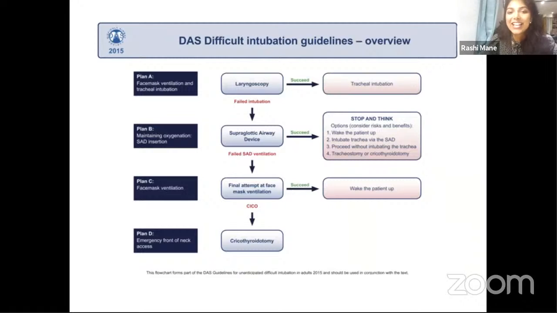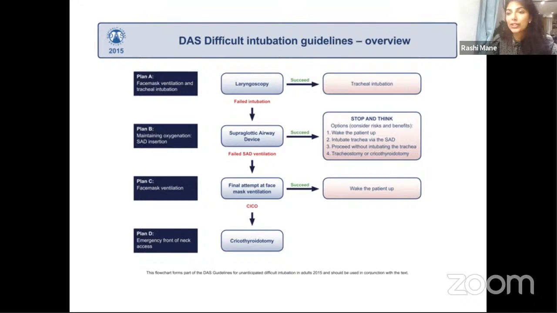This is known as the difficult intubation guidelines, a quick overview. First, you use a laryngoscope, and if that's fine, you use tracheal intubation. If endotracheal intubation doesn't work, because that's the superior technique, then you try the easier ones, such as the i-gel or the LMA. If that works, then you have to think, okay, is this good for the long term?